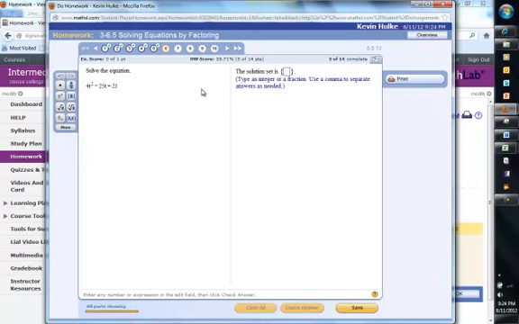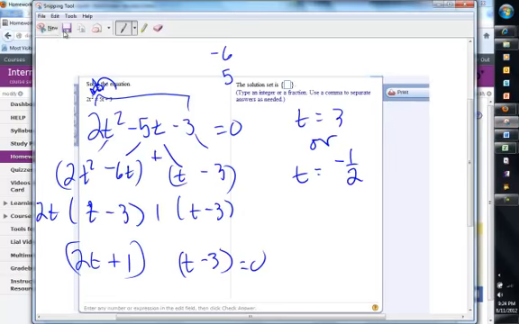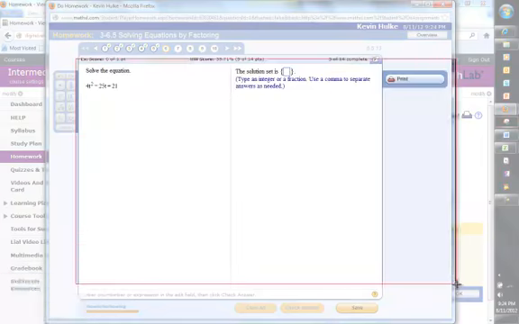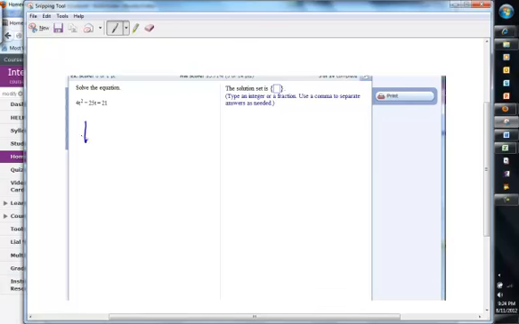Number 6. So 4t squared minus 25t minus 21 is 0. 4 times 21 is 84. What two numbers multiplied equal 84 and are 25 apart? 42 and 2, that's too far apart.